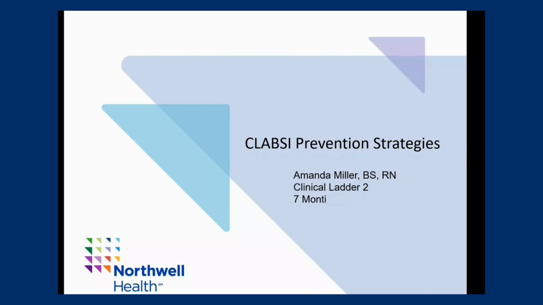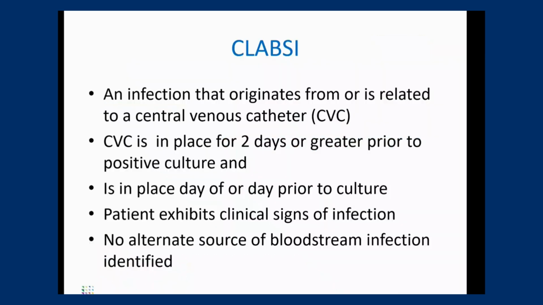So far we've been talking about all different access that patients can have. So I'm going to be honing in on central lines, specifically talking about CLABSIs, our stats here in the hospital, and then our prevention strategies here. So first, just to quickly go over, everyone really knows what CLABSIs are: our central line associated bloodstream infections. So these are infections that originate from our central lines. It's a CLABSI when the CVC has been in place for 2 days or greater prior to that culture, and they are also exhibiting signs and symptoms of infection.